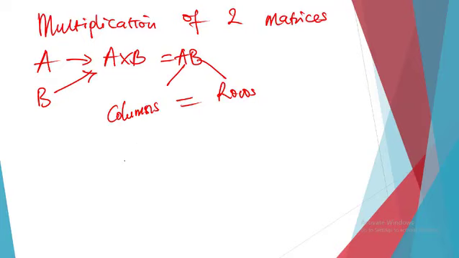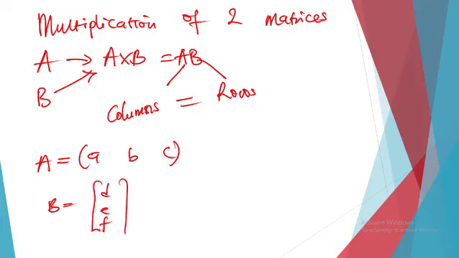matrix B. That is to say, if we have matrix A equal to, let's say, A, B, and C, and we have B equal to, let's say, D, E, and F, then they can multiply each other. Now looking at this, A has one row, and how many columns? 1, 2, 3. Three columns. As such, these two can multiply each other.